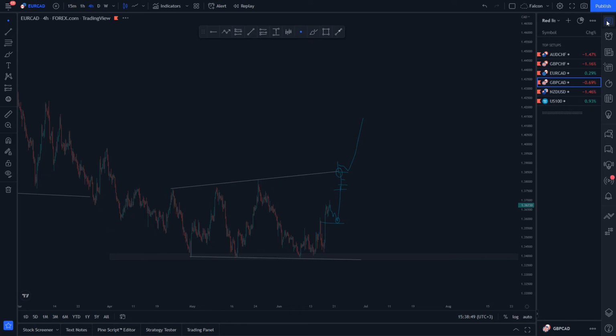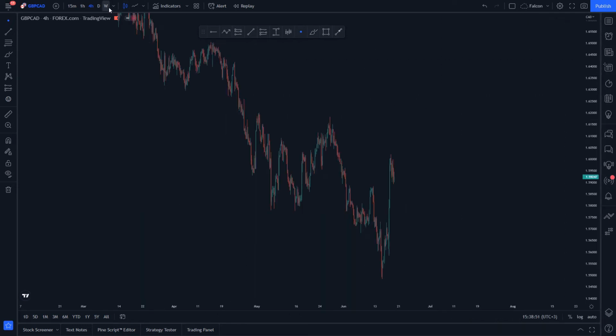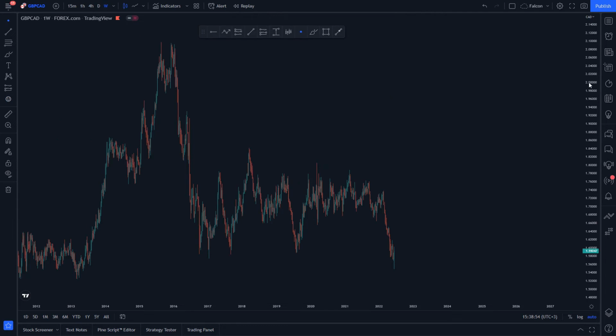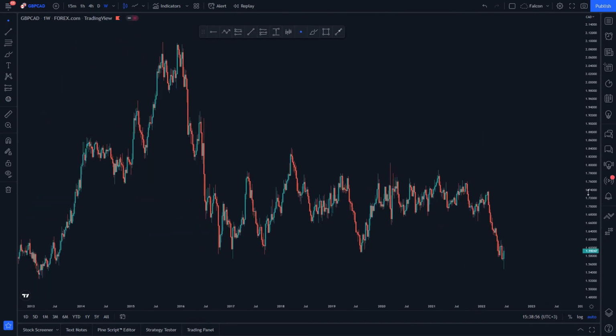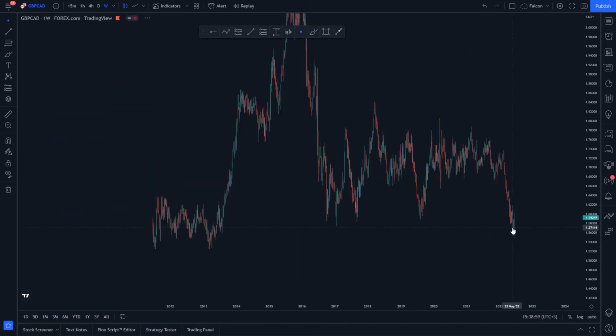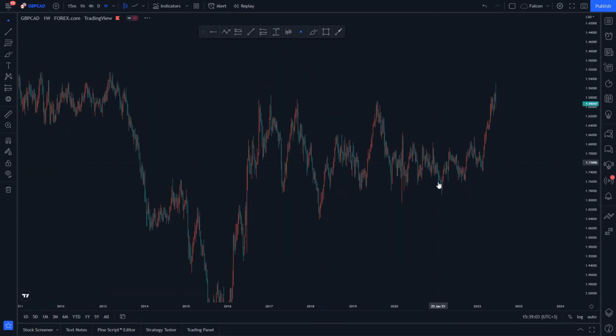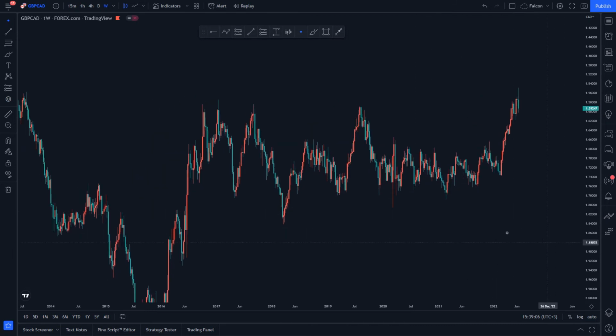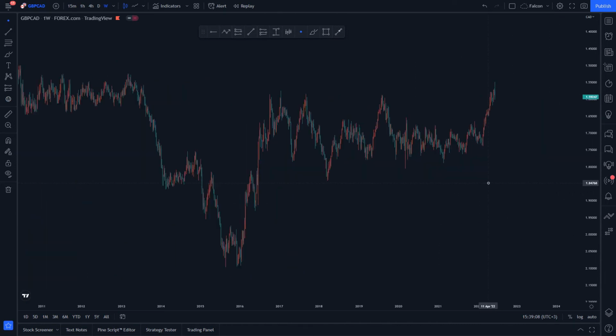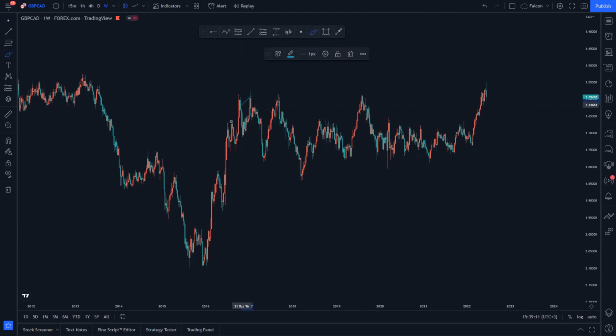Next, let's go through Pound CAD. Pound CAD also moves quite a lot, the same as Euro CAD, but this one, let's just see. Since it's a downtrend, we invert it so that we can get a clear structure. Straight from the bat, I can see that this one is a clear push, and then this one is correction. All of this is corrective.